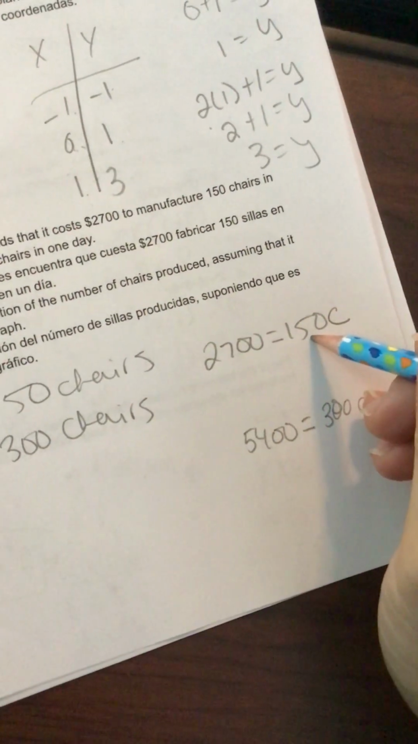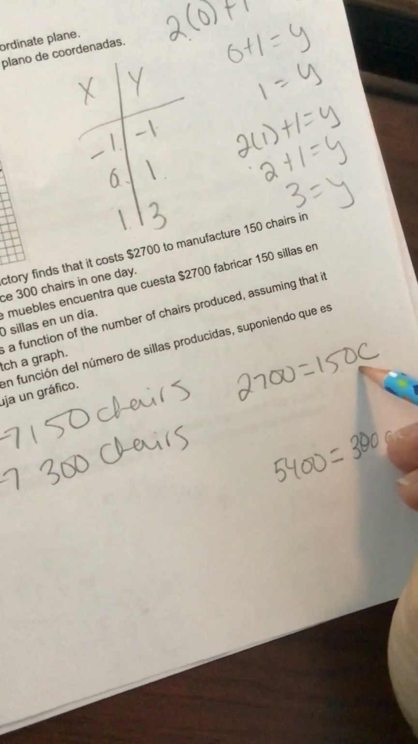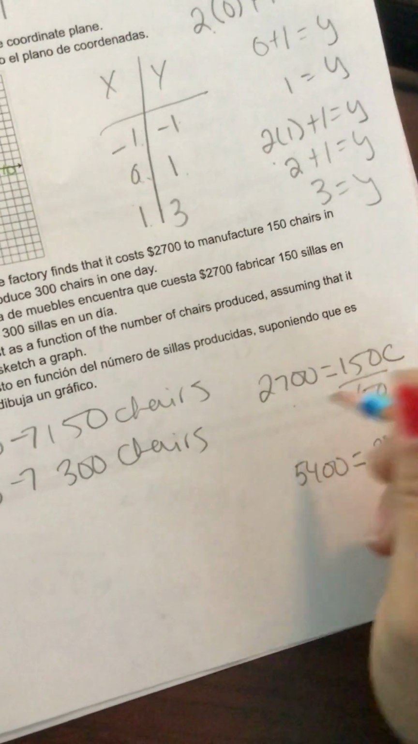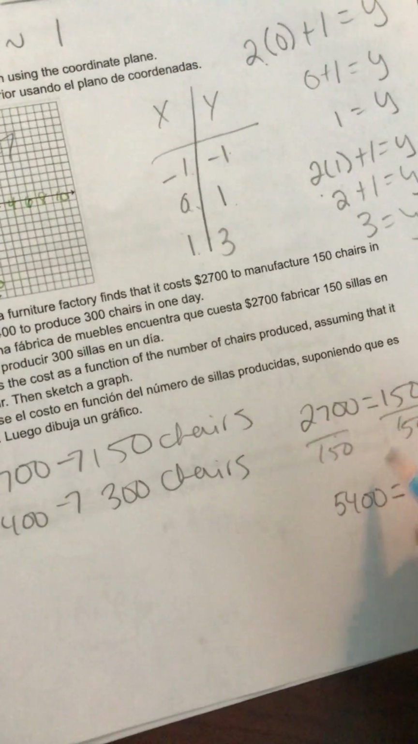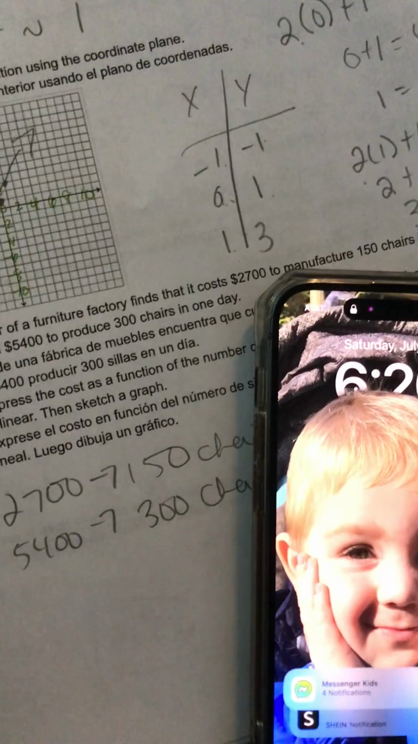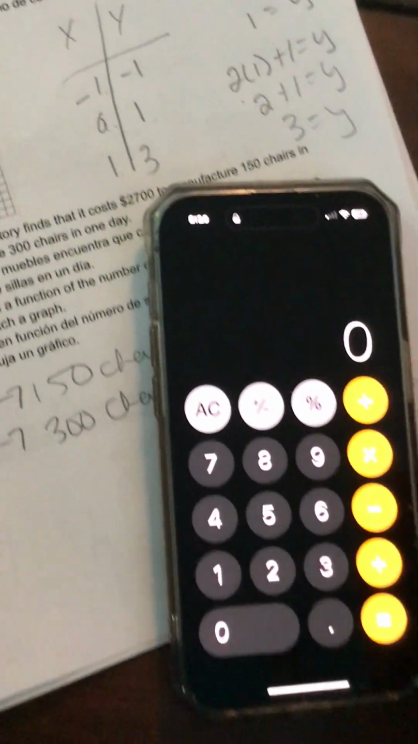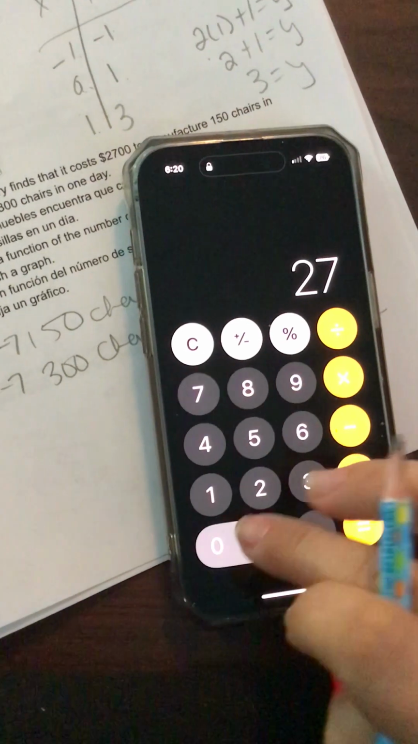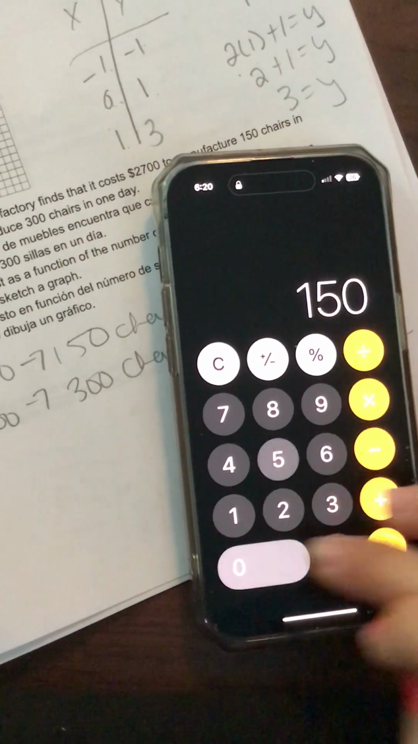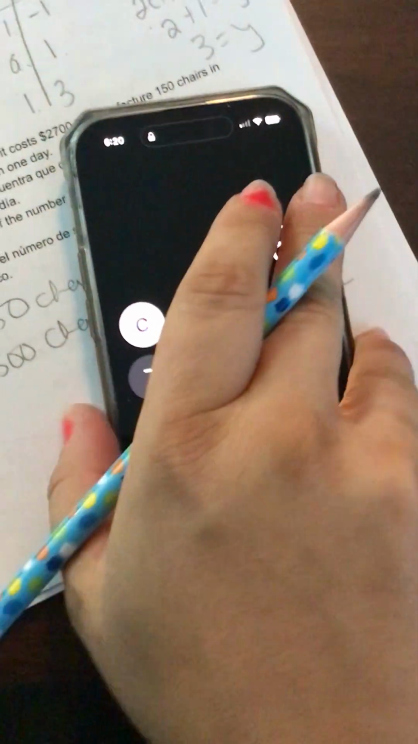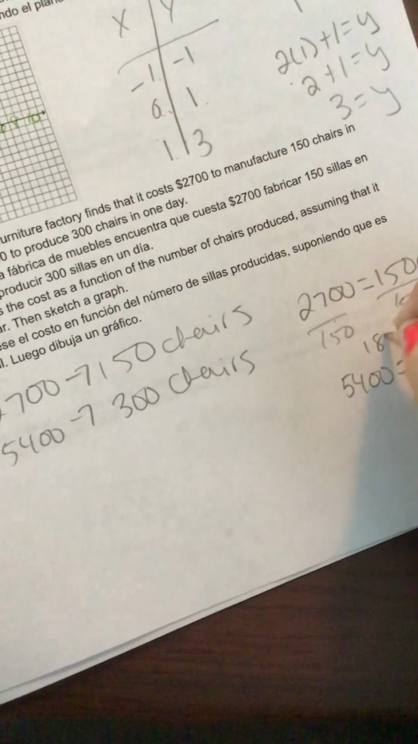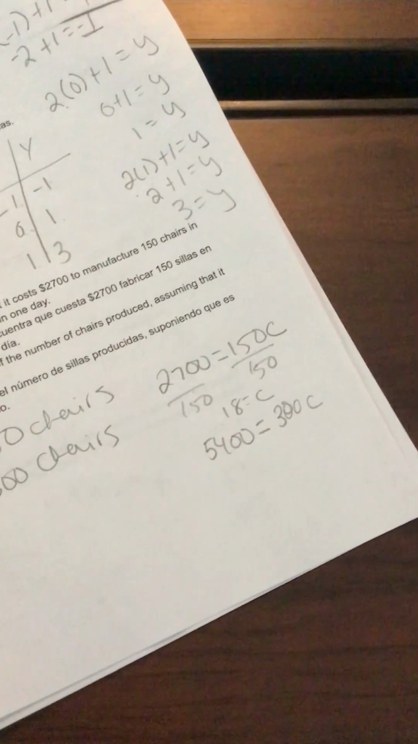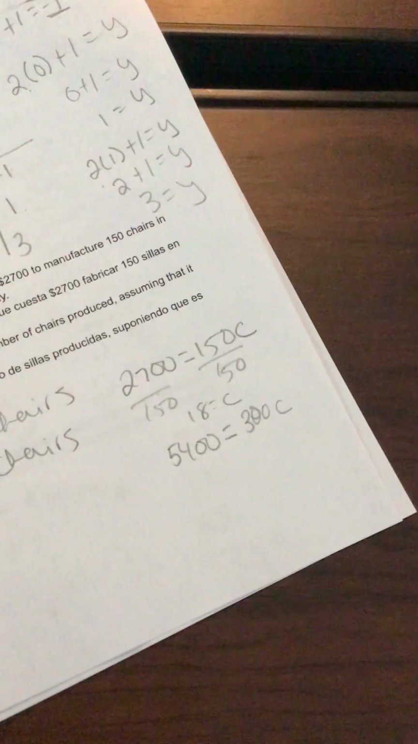So here I have 150. I'm multiplying that times the cost to get the total cost. So I'm going to divide both sides by 150. And that is equal to, let me get my calculator again. All right, so I have 2,700 divided by 150. That gives me 18. So it costs $18 per chair to make it if I'm making 150 chairs.